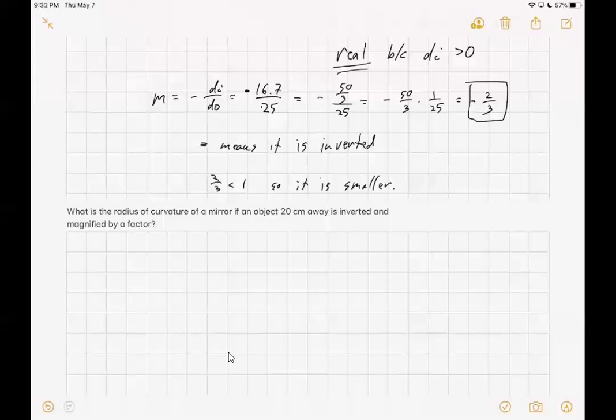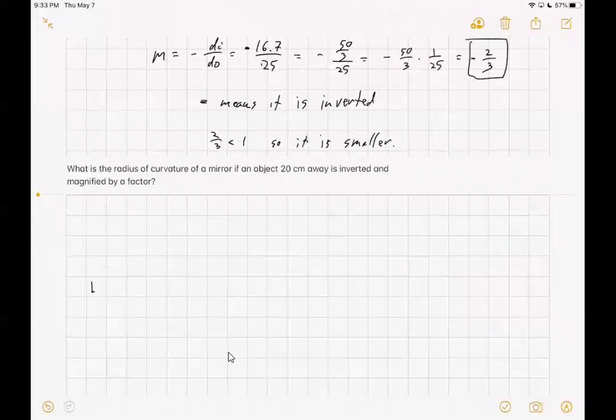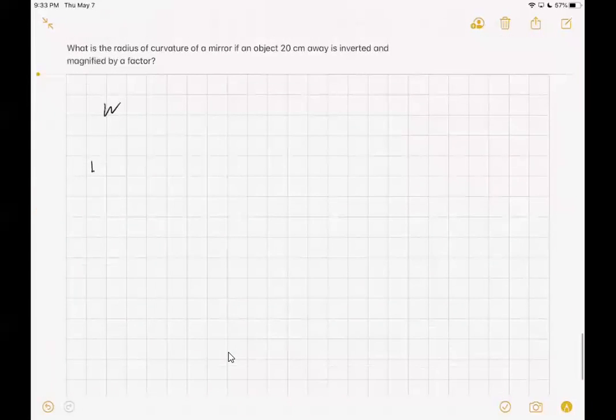Okay, so this time we want to solve for the radius of curvature of a mirror. If we have an object 20 centimeters away and we have an inverted image, oh, I should have said the image is inverted, and multiplied by a factor of 2. Okay, so let's just scratch this. Let me just write the problem so I don't have to start the video over again.